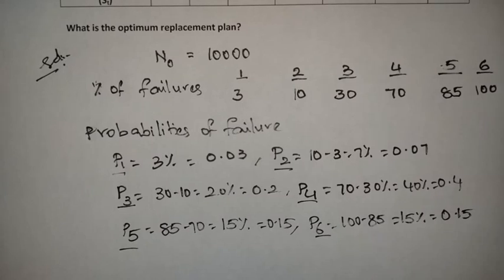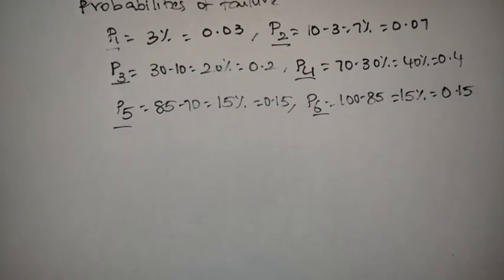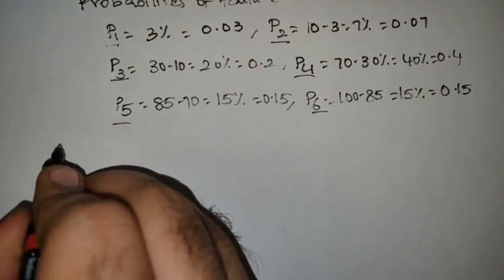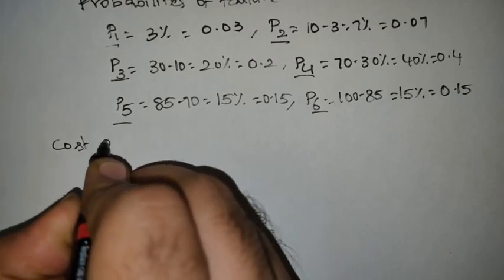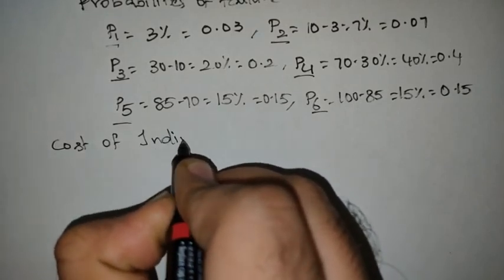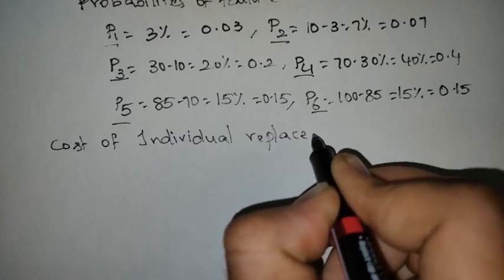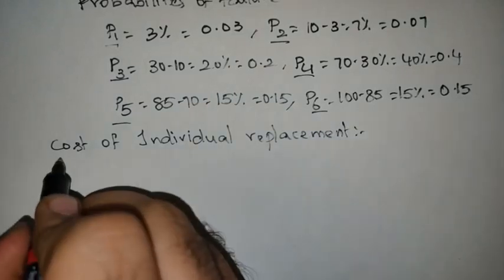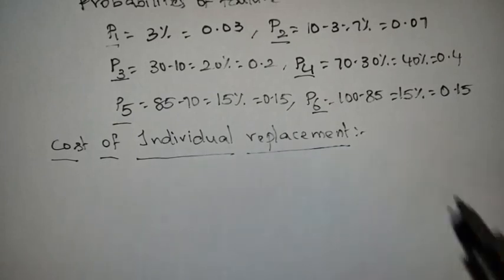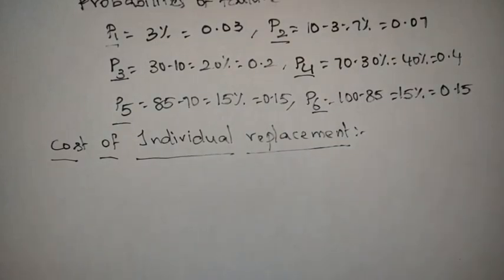So now let us calculate the cost of individual replacement. So the cost of individual replacement we need to find. The cost of individual replacement equals total number of resistors by expected life, average life or expected life of each resistor, into cost of individual replacement.